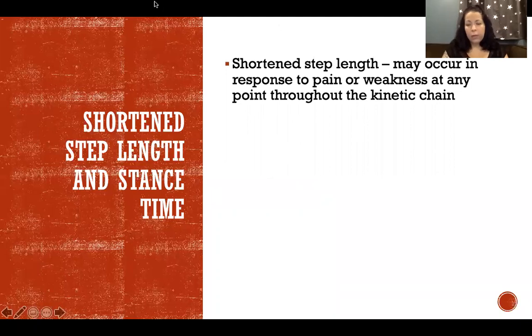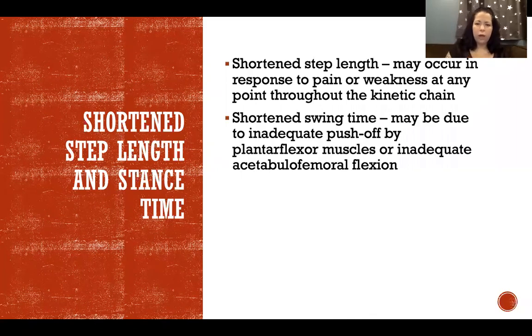Shortened step length: when we're taking shorter steps and not traveling as far per step, it may occur in response to pain or weakness at any point throughout the kinetic chain. It could be that the person is having a hard time maintaining stance on the stance leg to support a longer step. That's a common cause, but it could be pain or muscle weakness at different points in the kinetic chain during the gait cycle that would result in a shorter step.